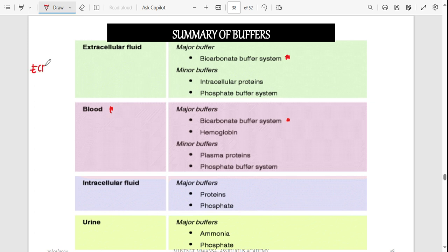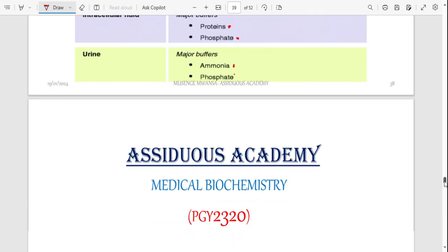extracellular fluid, ECF, can be divided. You can have plasma, you can also have interstitium and the transcellular fluid. So both the plasma, you can see, is also part of what? ECF. That is why the major buffer is also bicarbonate. Also, you have got hemoglobin. And then inside the cells, we say the major buffers are actually proteins and also phosphates. In urine, you are going to find ammonia and phosphate buffers. So this is it.